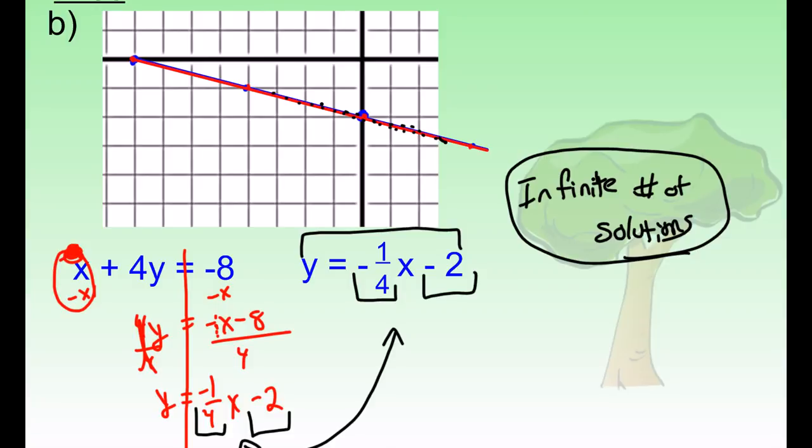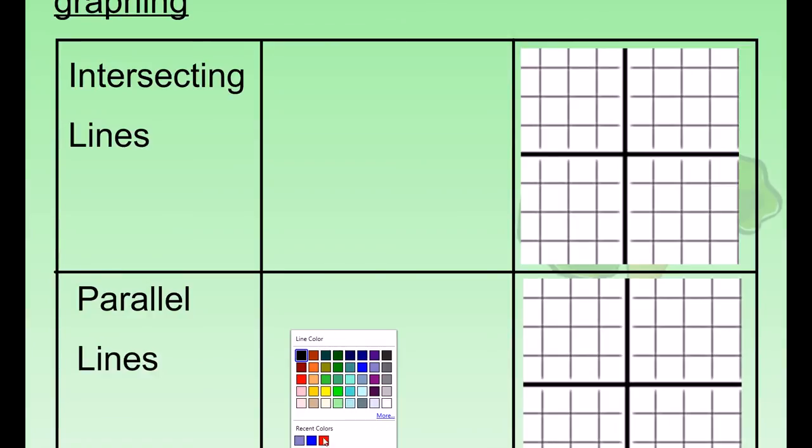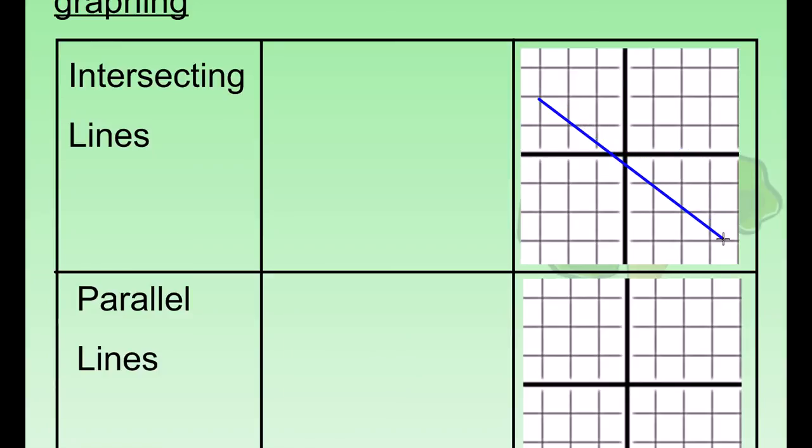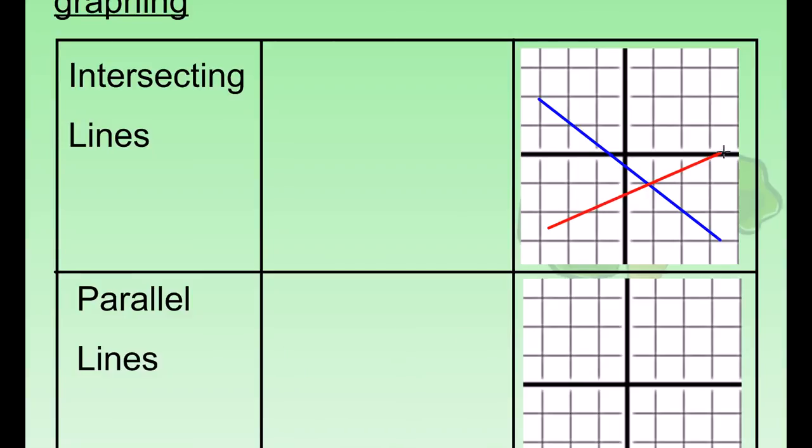So let's organize our thoughts here. I have a little table here for us. Intersecting lines would just be two lines that intersect someplace. You can just draw some random intersecting lines. I'm going to draw this one, and in red, this one. And honestly, they don't even have to intersect at a nice pretty point like this. A lot of times it might intersect at something like that, and that's okay. We don't know what that number is, but it's still a valid solution.